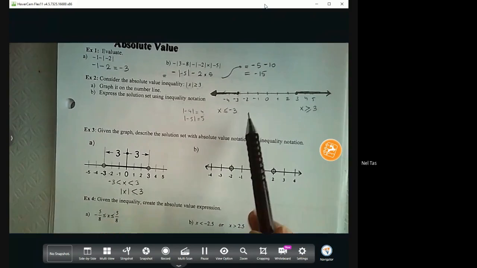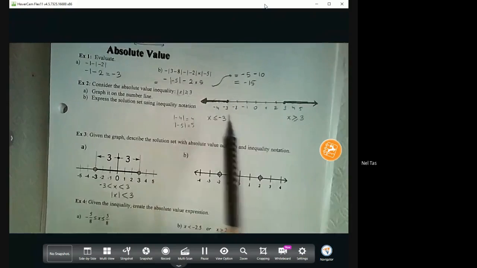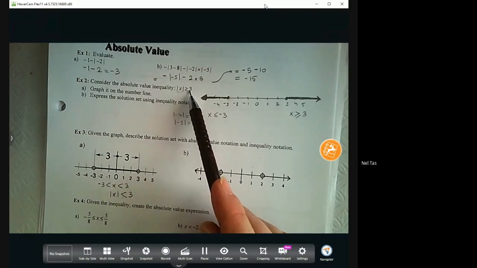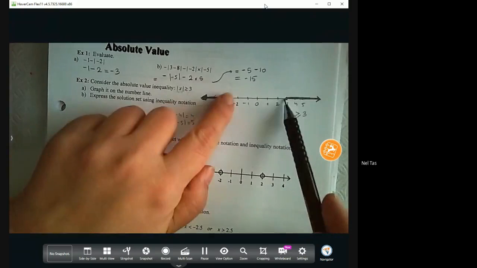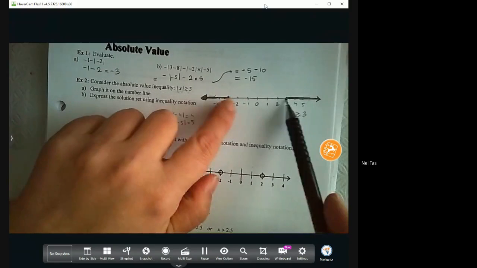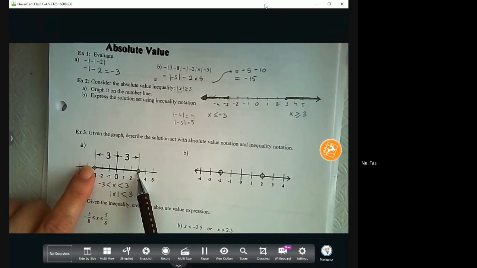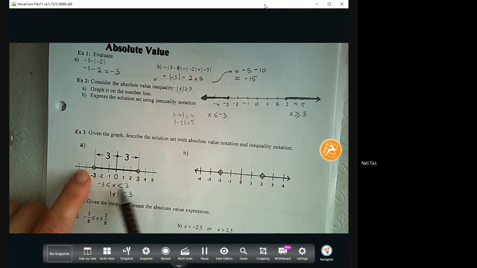So when you compare these two graphs, if you have the absolute value of x greater than or equal to 3, then you have these pieces here as a solution. And if you have the absolute value of x less than 3, then you have the solution between -3 and +3.